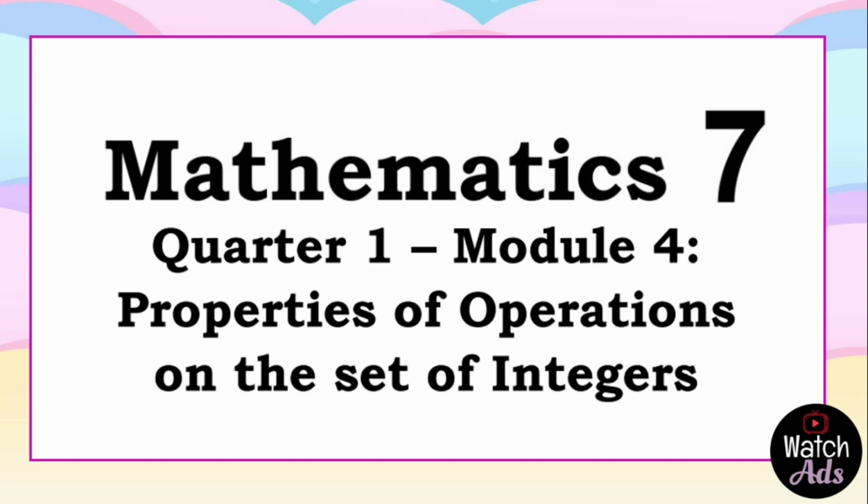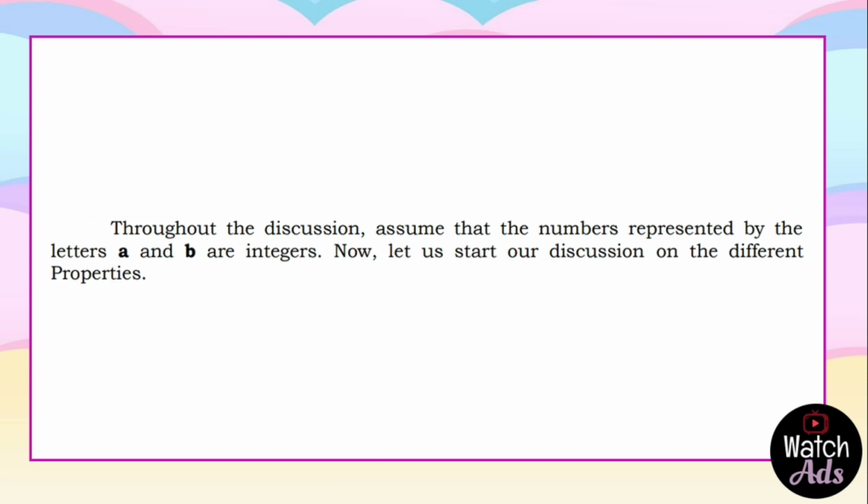For this video, we are going to talk about Mathematics 7, Quarter 1, Module 4. That is about properties of operations on the set of integers. Throughout the discussion, assume that the numbers represented by the letters A and B are integers. A and B are variables. Variables are letters that represent integers.